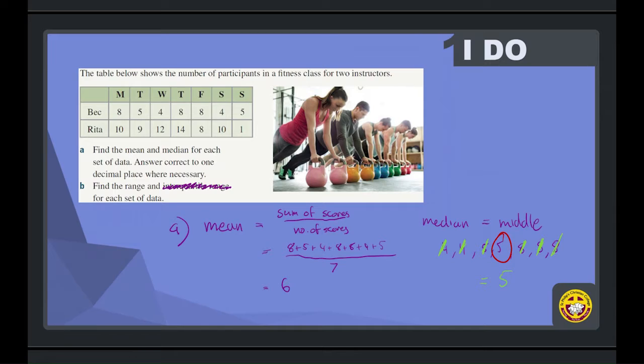Now, for part B, the range is the highest number minus the lowest number. In this case, it's 4. The question hasn't asked us for the mode, but if we were going to find the mode, MO, mode, also MO most, the one that appears the most often here is 8. So that one is the mode.